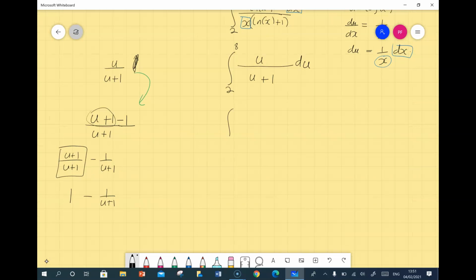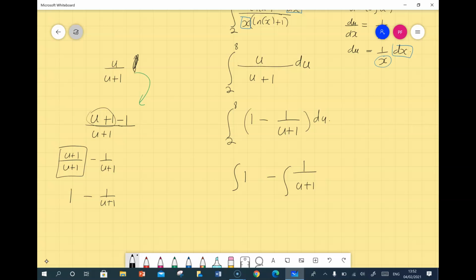We can write it as the integral from 8 to 2 of 1 minus 1 over u plus 1. So take time to have a look back at that. It's quite tricky. Now, the first thing will be pretty easy to integrate. Okay, so we're going to do an integral of 1. That's easy. But then we also have to integrate 1 over u plus 1.